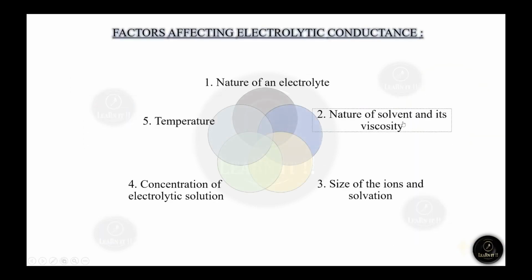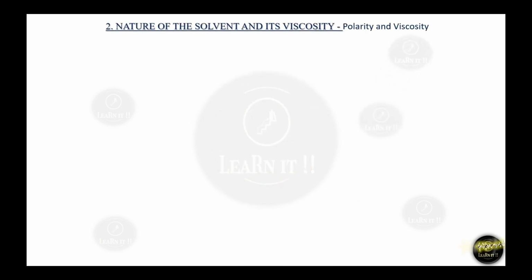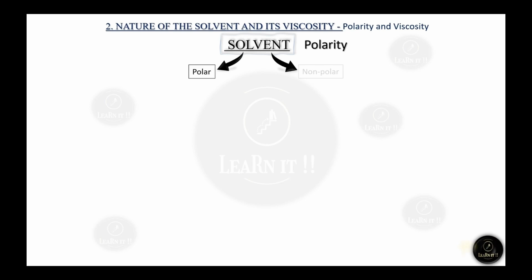So second factor is nature of solvent and its viscosity. So we are talking about the solvent in which the substance is dissolved. We are going to look at the polarity of a solvent. So there are two types of solvents. First one is polar, second one is non-polar. Polar means the positive and negative charges are separated, but in non-polar there is no such separation. Examples for polar solvents are water, acetone, alcohol. Examples for non-polar solvents are oil, benzene, chloroform.